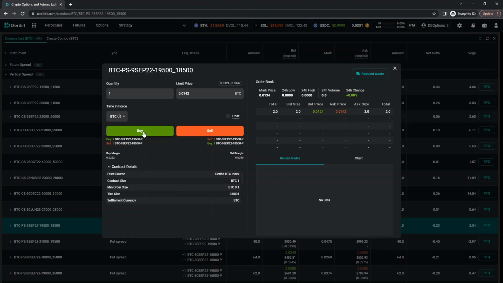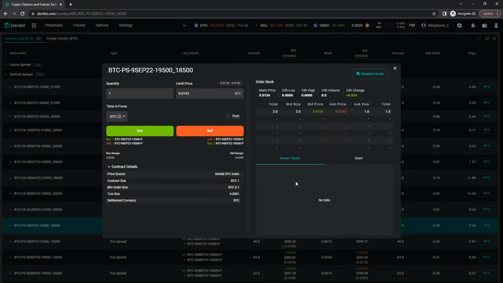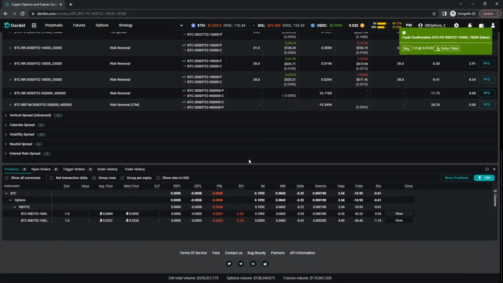We want to buy this combo, which we can confirm by looking under the buy button to see which direction each leg will be executed in. We will buy into the best ask of 0.0142 Bitcoin. Once our order to buy this spread with a quantity of 1 has been filled, we can see our position in the position table at the bottom of the page. We can see that the difference between our average price for each leg is the 0.0142 price of the spread.